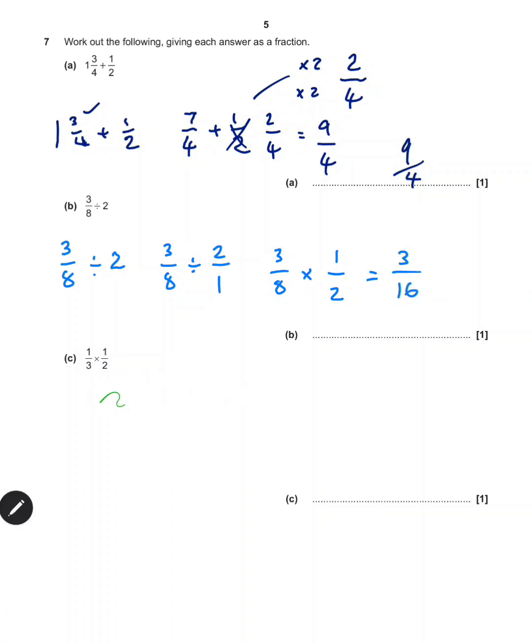And finally, we've got just multiplying fractions to do, and we've just seen how easy that is. You literally times your tops together. 1 times 1 is 1, and 3 times 2 is 6.